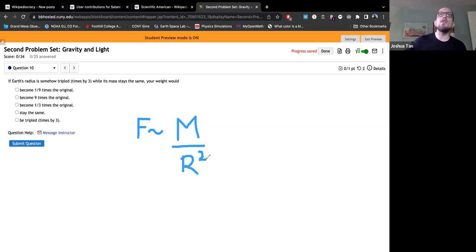So that means if I increase the mass by a certain amount, the force will increase by the same amount. But if I decrease the radius by a certain amount, the force will also increase, but it'll increase by the square of that factor that I change things. That's a key piece of information here, hopefully helping you answer this question.